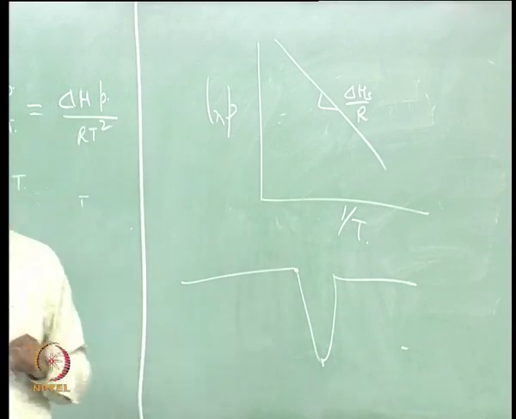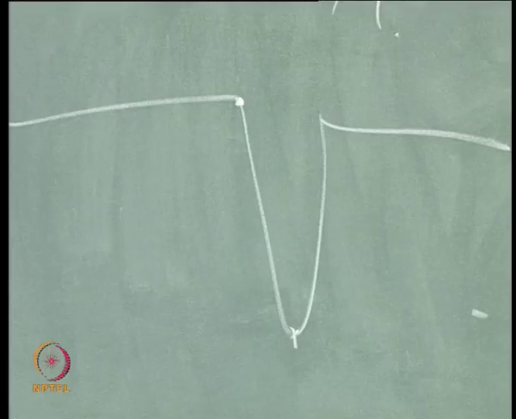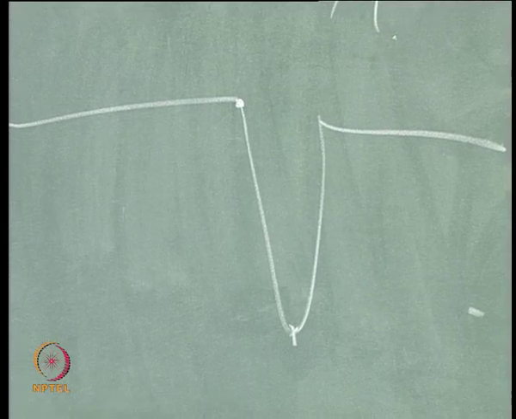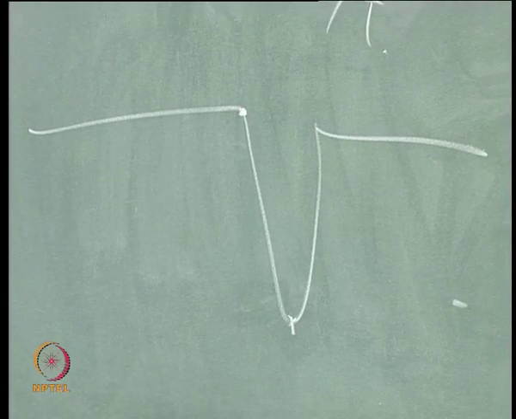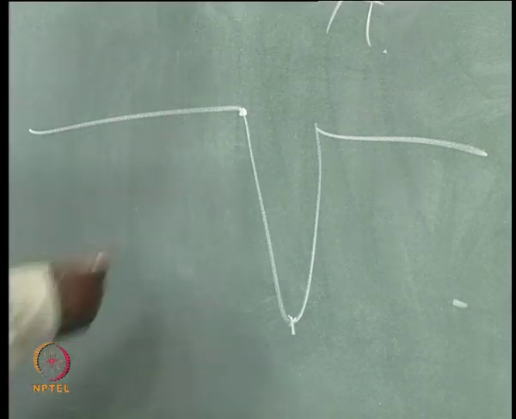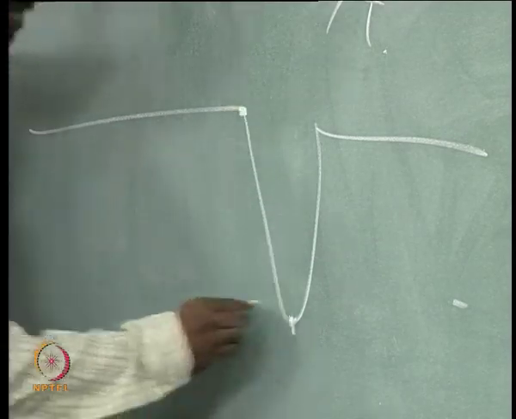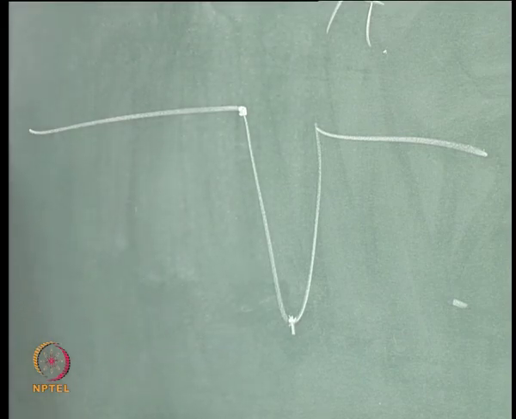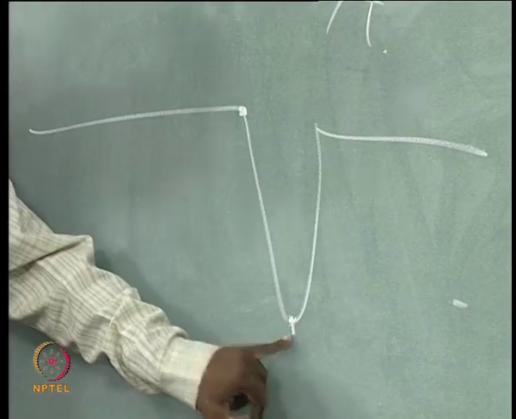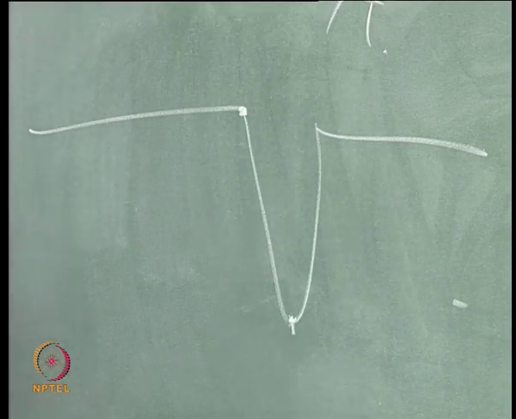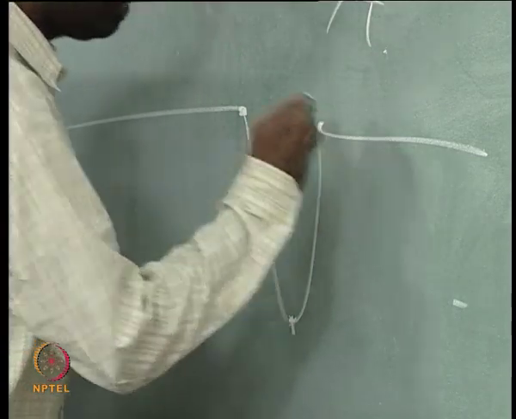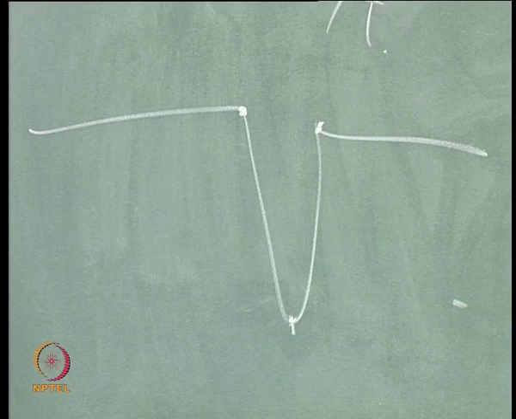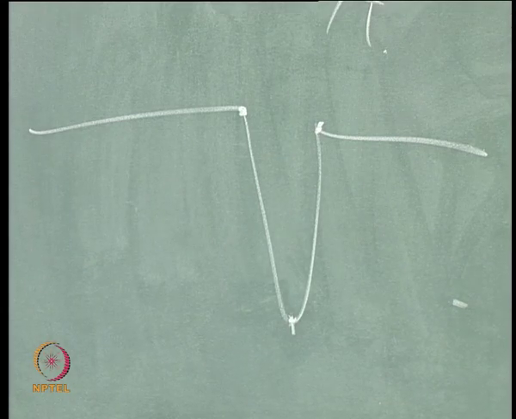Does anybody know? In any DSC, what does the peak indicate? Anisha, what does the peak indicate in a DSC? You always know that there is a temperature difference between this and this; they are not the same. So, in principle there are 3 temperatures associated with any phase transformation or any reaction in a DSC. What are these 3 temperatures? What is the physical meaning of these 3 temperatures?